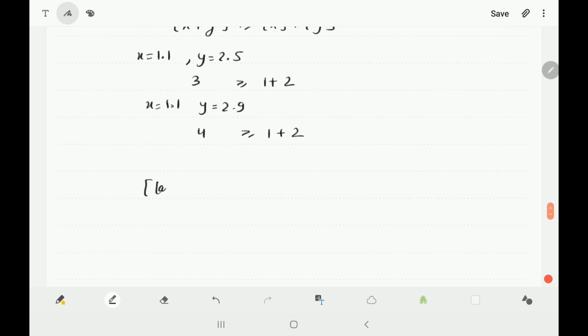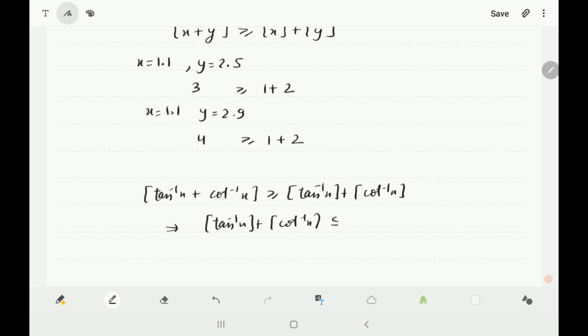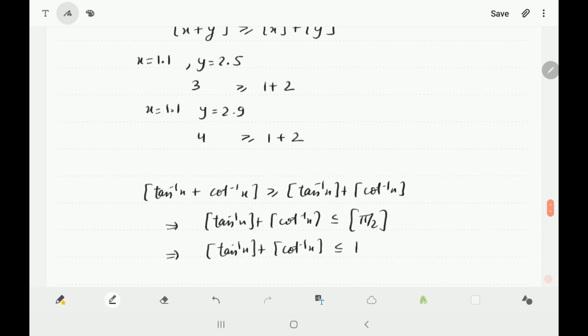Similarly I can say that the greatest integer of tan inverse x plus cot inverse x will always be greater than or equal to the greatest integer of tan inverse x plus the greatest integer of cot inverse x. Is this clear? It means the greatest integer of tan inverse x plus the greatest integer of cot inverse x will always be less than or equal to the greatest integer of pi by 2, because we have the property that tan inverse x plus cot inverse x is pi by 2. So now we get that this term is always less than or equal to 1.